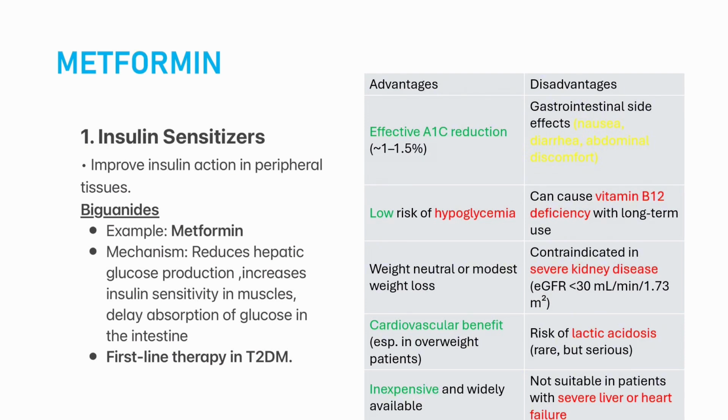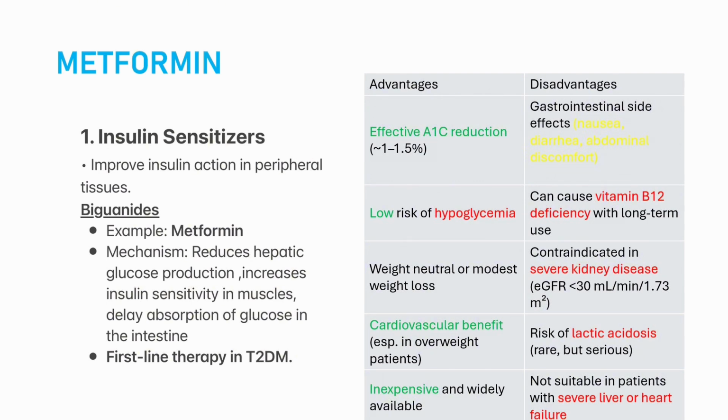The advantages are effective A1C reduction of 1 to 1.5%. That's also comparatively a little bit better. Lower risk of hypoglycemia, weight neutral or modest weight loss, cardiovascular benefit, especially in overweight patients, inexpensive and widely available. And this is the first line therapy in type 2 diabetes unless there are any major contraindications.